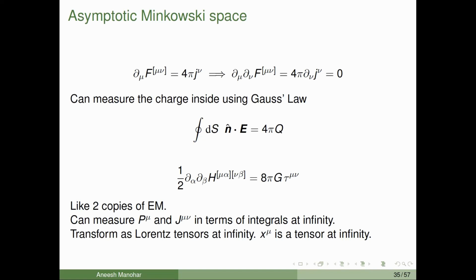So you can find the charge of a system by looking at the electric fields far away. This is like two copies of the electromagnetic equation. There are two derivatives, and there are two sets of antisymmetric indices. And so we can measure the momentum and angular momentum in terms of the gravitational fields at infinity. Everything transforms as Lorentz tensors at infinity because you're back in flat space, and you can define angular momentum because x mu is a tensor at infinity.